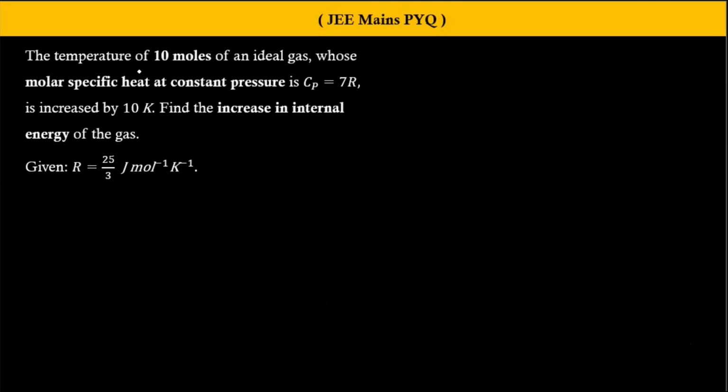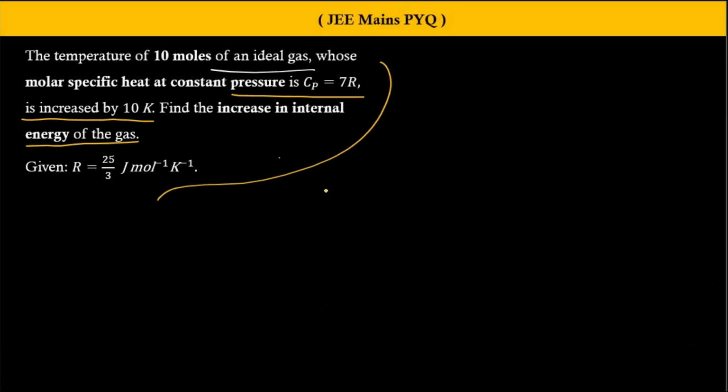Let us move ahead. Temperature of 10 mole of an ideal gas whose molar specific heat at constant pressure is this much, and its temperature is increased by this. Find the increase in internal energy. तो देखो, मैंने ये टॉपिक डील नहीं किया है, I would say, but one thing is here, जब भी आप इंटरनल एनर्जी निकालते हो, it doesn't depend on the process. उसका एक कॉमन सा फॉर्मूला है, क्योंकि this is a state function. And delta U को आप हमेशा लिख सकते हो n Cv delta T.